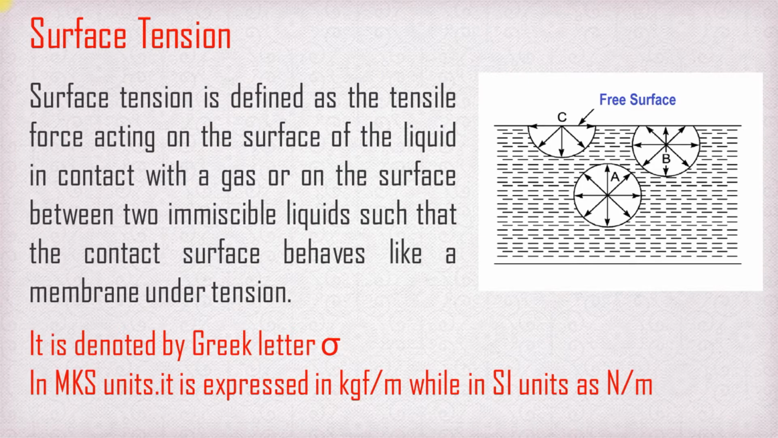The magnitude of this force per unit length of the free surface will have the same value as the surface energy per unit area. It is denoted by the Greek letter sigma, and in MKS units it is expressed as kgf per meter, while in SI units it is Newton per meter.